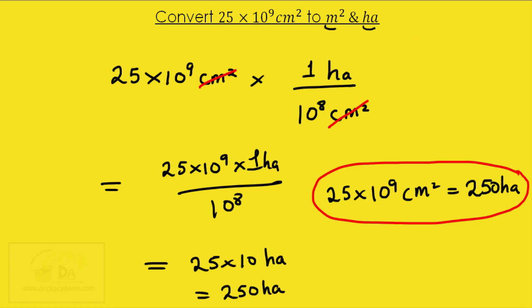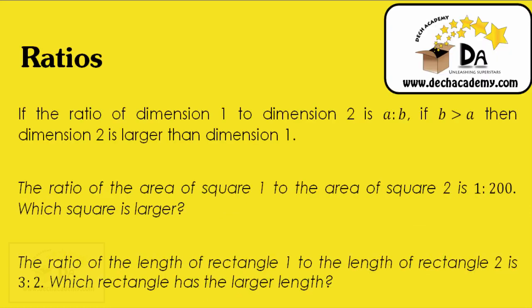So try and remember that 1 hectare is equal to 10 to the 8 centimeters squared. Before moving on, it's important that you understand this particular concept that has to do with ratios. So let's just consider the following statement. It says, if the ratio of a certain dimension to another dimension, so the ratio of dimension 1 to dimension 2 is A to B, if B is greater than A, then dimension 2 is larger than dimension 1.